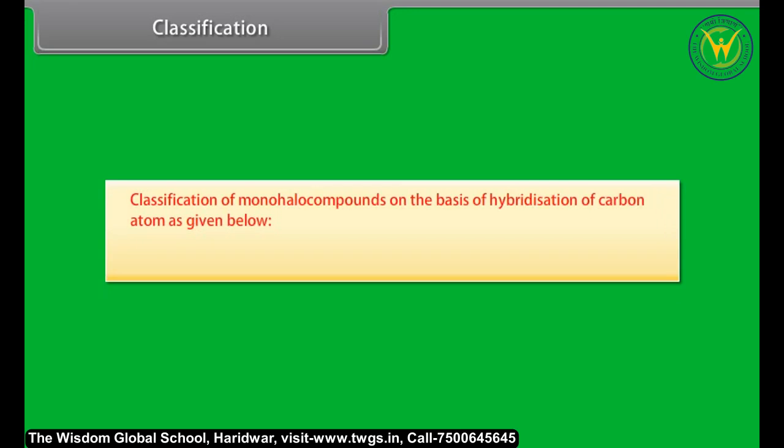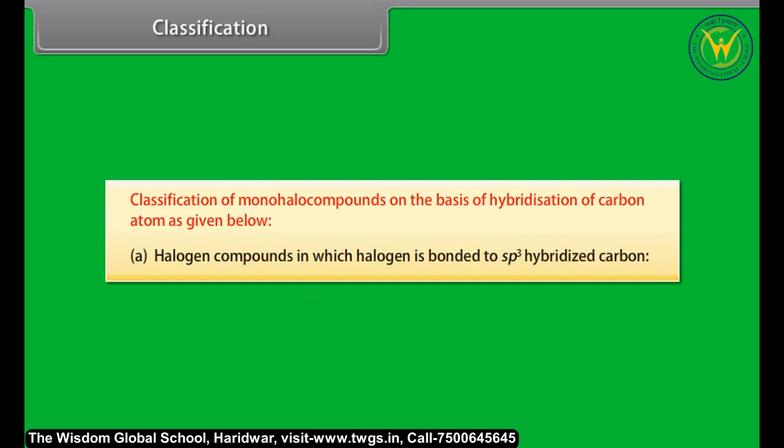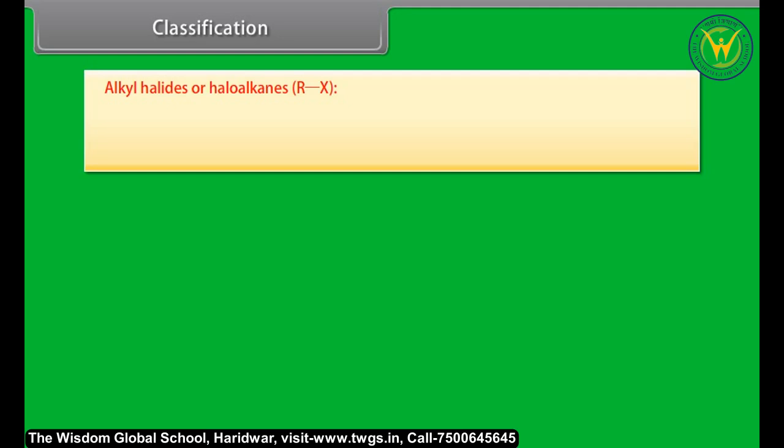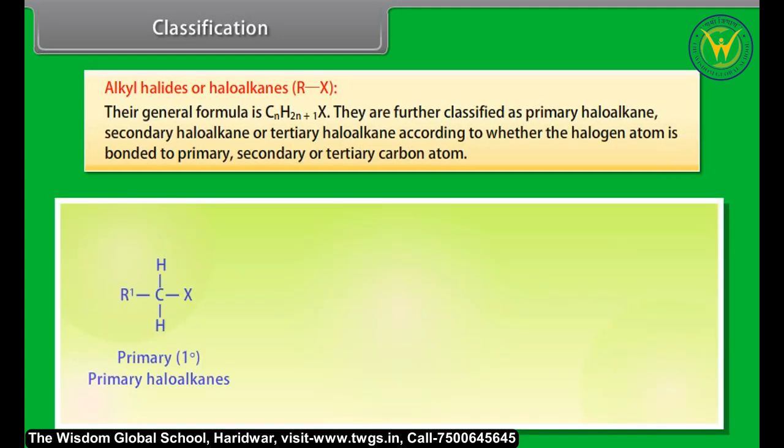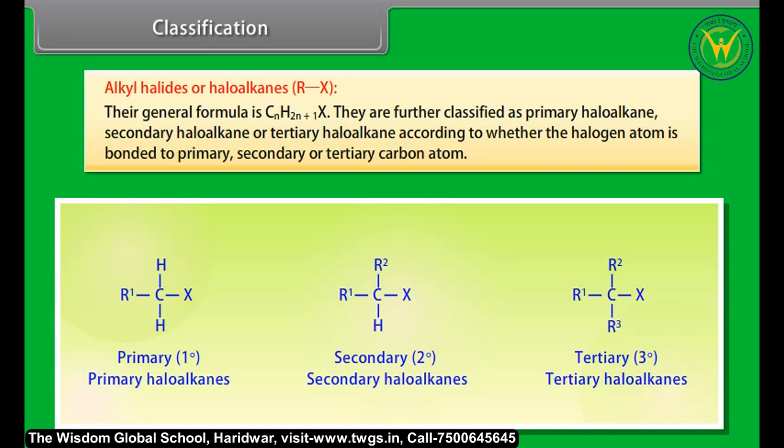Classification. Classification of monohalo compounds on the basis of hybridization of carbon atom is given below. Halogen compounds in which halogen is bonded to sp3 hybridized carbon: alkyl halides or haloalkanes, RX. Their general formula is CnH2n+1X. They are further classified as primary haloalkane, secondary haloalkane, or tertiary haloalkane according to whether the halogen atom is bonded to a primary, secondary, or tertiary carbon atom.